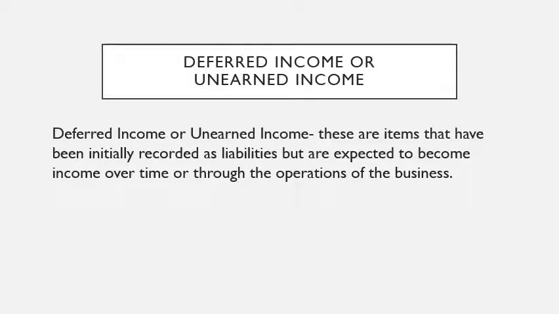Okay, next we have here deferred income or unearned income. Deferred income or unearned income are items that have been initially recorded as liabilities but are expected to become income over time or through the operations of the business. So when we say unearned income, this is what you have already paid for, but the service has not yet been completed for you. Okay? You paid already but the service has not been fully given to you.